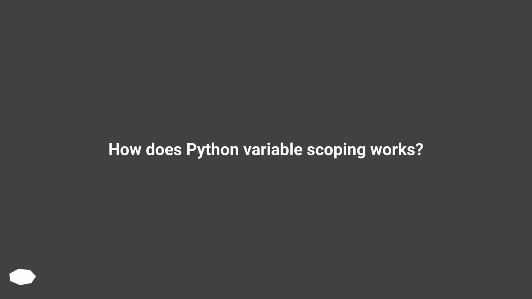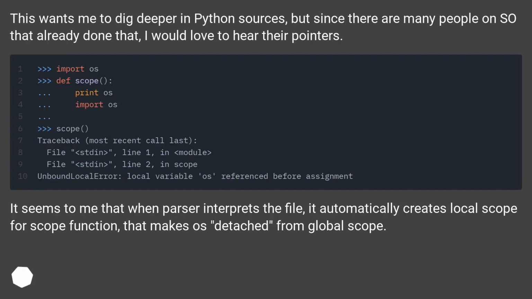How does Python variable scoping work? This makes me want to dig deeper into the Python sources, but since there are many people on here who have already done that, I would love to hear their pointers.